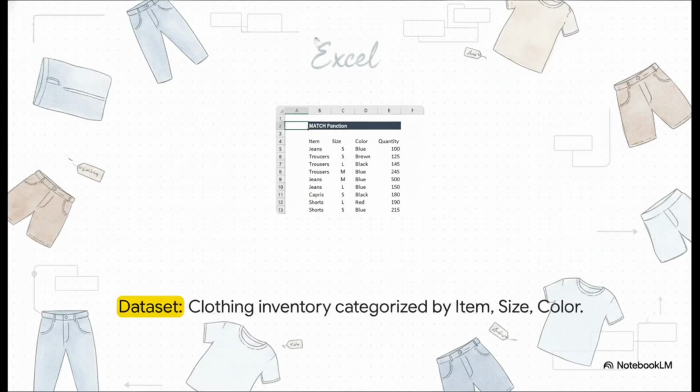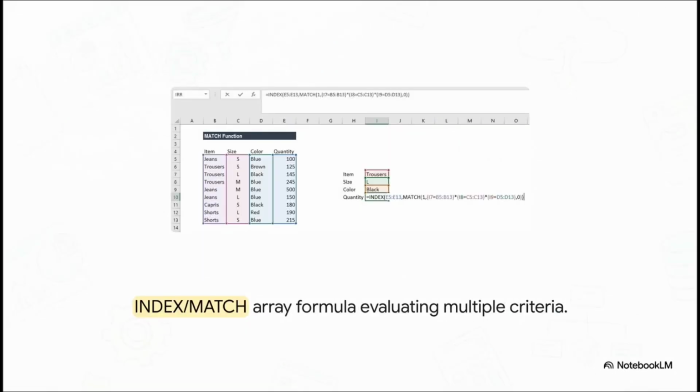This is basically your ultimate safeguard against that dreaded frozen Excel screen. Imagine you're working with this starting dataset, a massive clothing inventory list categorized by item, size, color, and quantity. If you need to extract the exact quantity of a highly specific item, say a size large black trouser, from thousands of rows, standard lookups would totally struggle and eat up all your memory. And that is exactly where we write an index and match array formula.